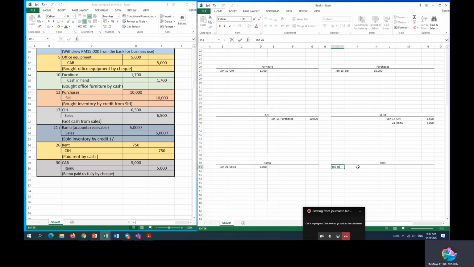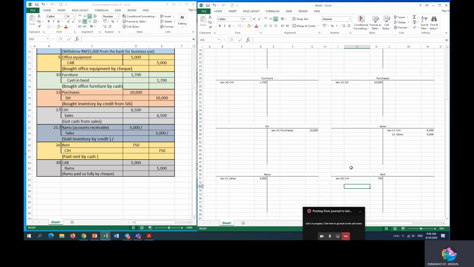The entry for rent is cash in hand. Rent is on the debit side, so we should have it on the debit side. So the debit entry for rent is cash in hand, so write down cash in hand for the amount 750. Then, the debit entry is cash in hand, so we're going to record the credit side of cash in hand, starting with the date followed by the debit entry. So we have rent for 700.